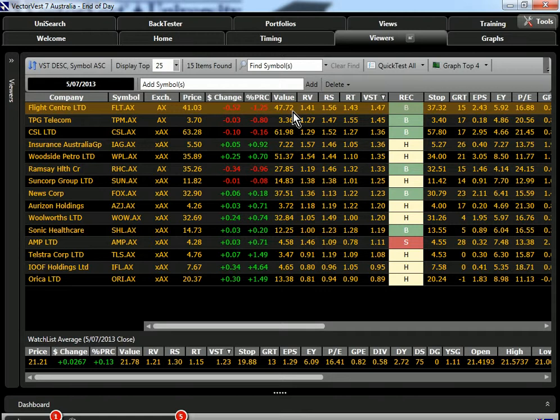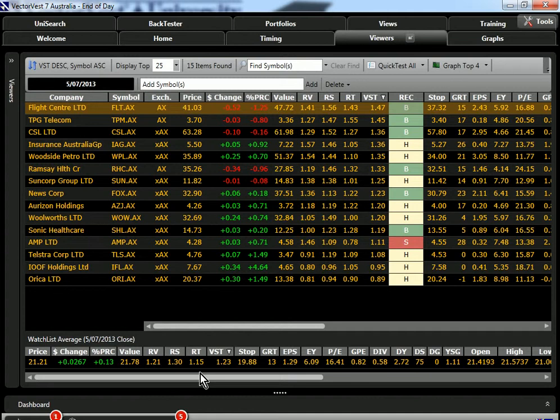So if this was your portfolio, all you need to do is go down to the bottom to the watch list average. You could see the average price of our portfolio here is 21.21. The average value is 21.78. So our portfolio as a whole is fairly valued. The average RV is 1.21. And the average RS is 1.30. So we would be considered a prudent investor based on the types of stocks that we currently have in this 15 stock portfolio. The average RT is at 1.15.